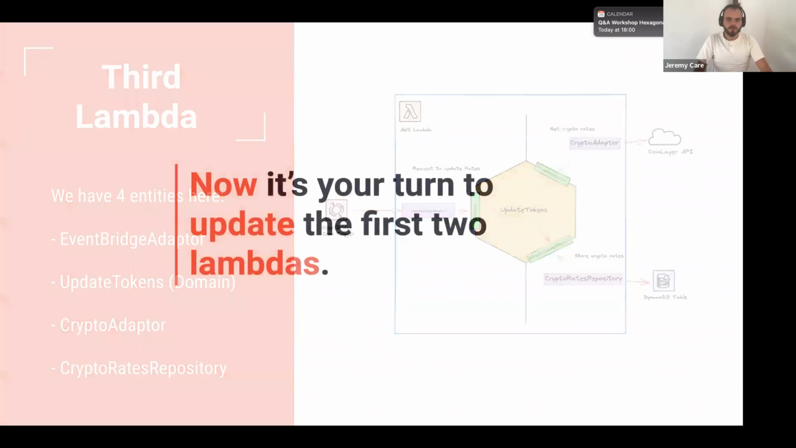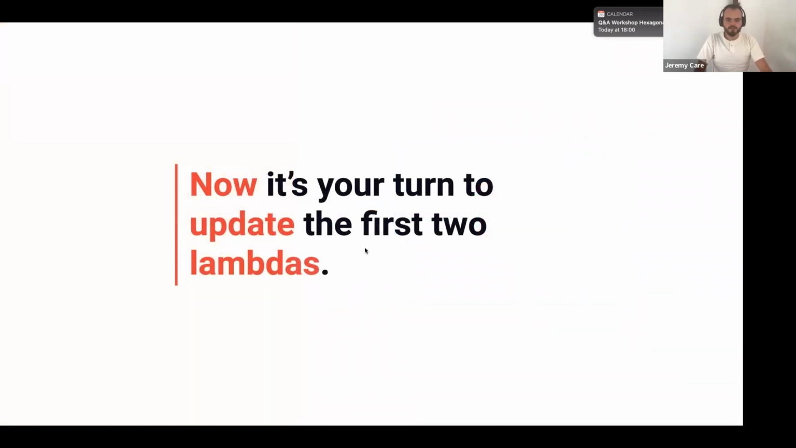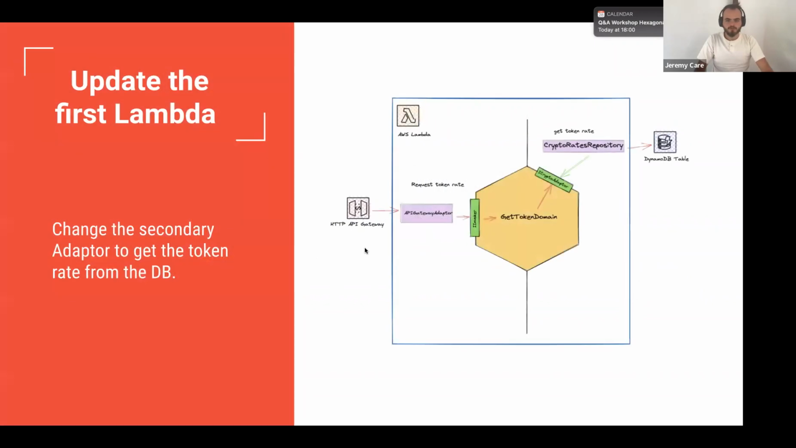And now it's your turn to update the first two lambdas. To change the call API, you have to use the correct repository and use a table. So you will see that the domain doesn't change, the adapter doesn't change. It's just about this integration testing and these adapters that will change. So you have only one specific part of this Lambda that you need to change to use a cache instead of the API.